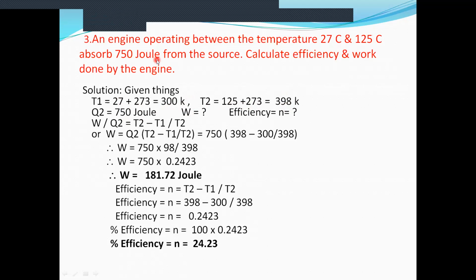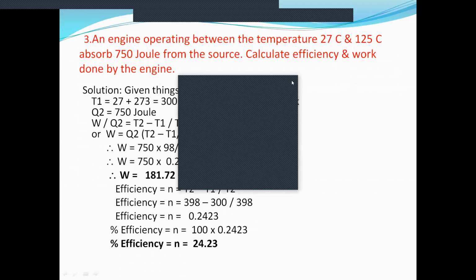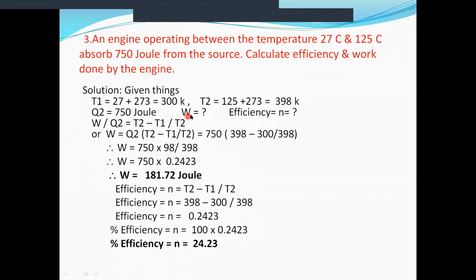Now Q2 is given, that is 750 joule. Now we have to calculate W and efficiency. Again the same formula is used here, that is W upon Q2 is equal to T2 minus T1 upon T2. Rearranging this formula, W is equal to Q2 into T2 minus T1 upon T2.